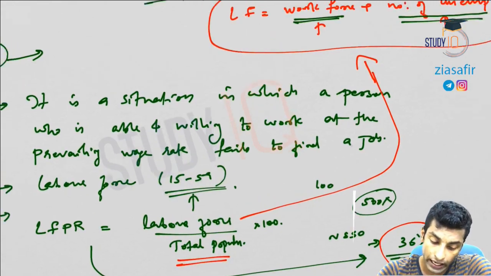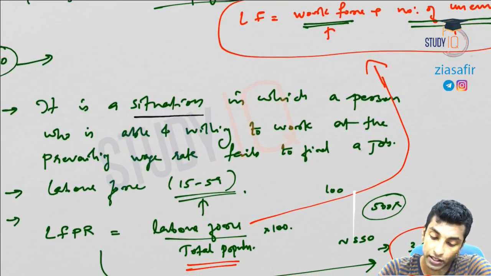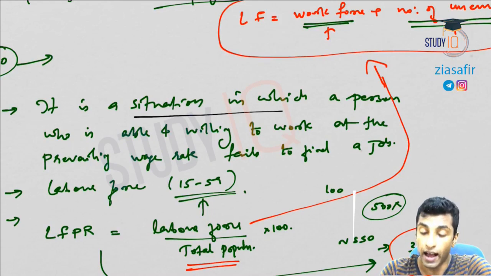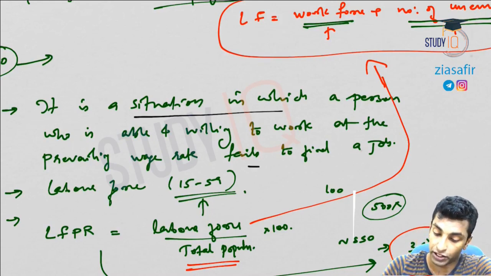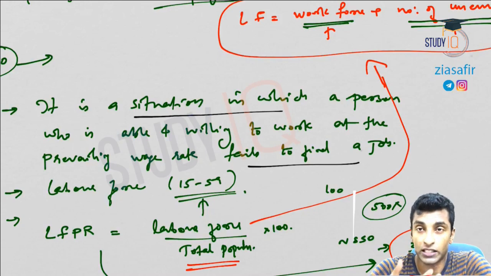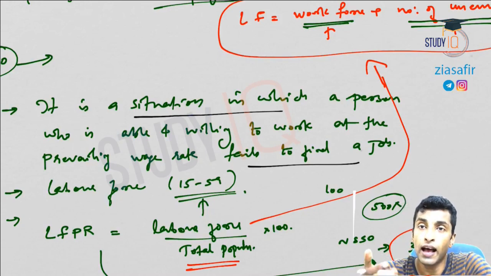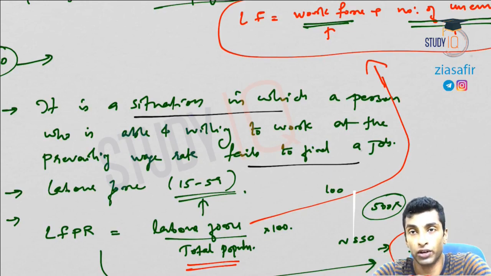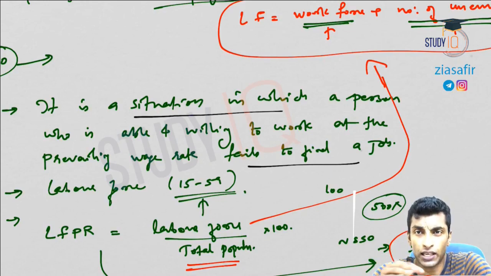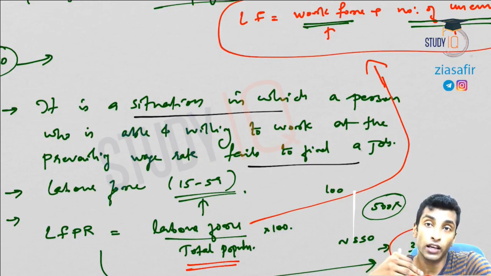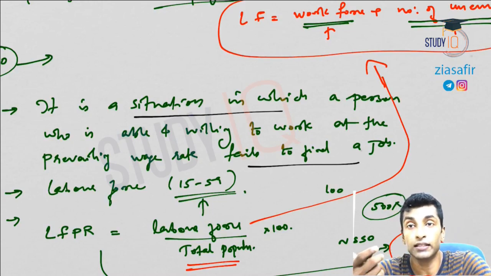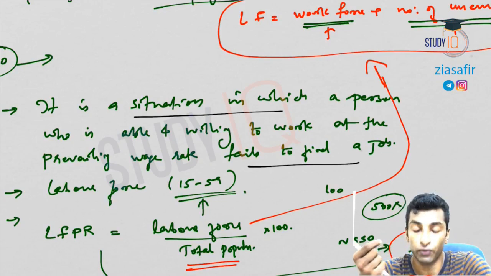So if you go for a quick recap, what is unemployment? It is a situation in which a person who is able and willing to work at a prevailing wage rate fails to find a job. So you must be able and willing to work, then you'll be part of the labor force, and still if you're not able to find a job, then you're considered as unemployed. If you're studying, if you're preparing for this exam, even if you don't have a job, you cannot be considered as unemployed. So first you need to be part of the labor force.